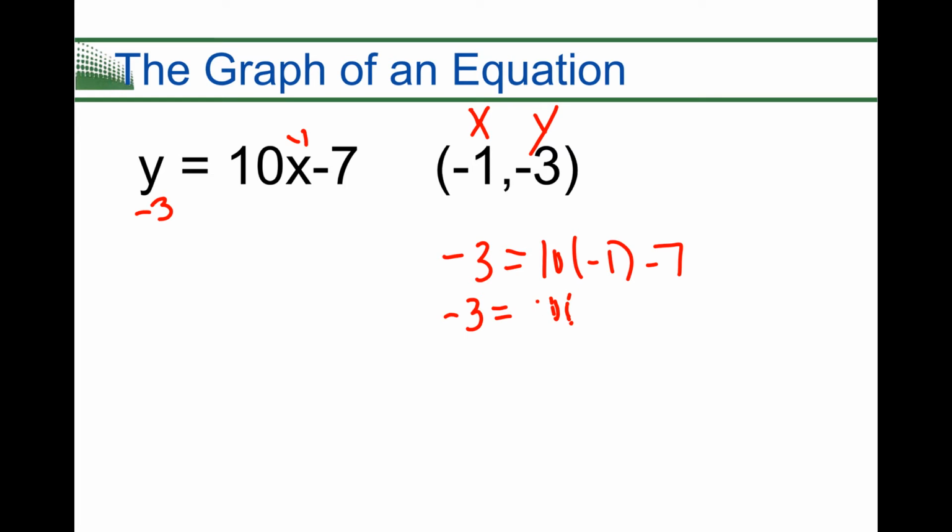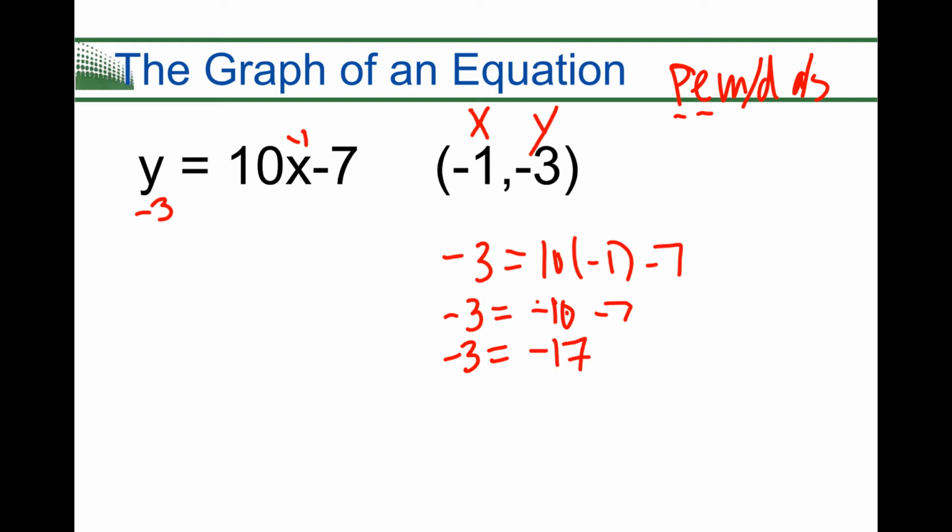10 times -1, I want to go ahead and do my multiplication first. Remember, please excuse my dear Aunt Sally, order of operations. You do parentheses, exponents, you multiply and divide left to right, and add and subtract. So that's why I want to do my 10 times -1 first. 10 times -1 is -10, then bring down your minus 7. -3 is equal to -10 minus 7, which is -17.